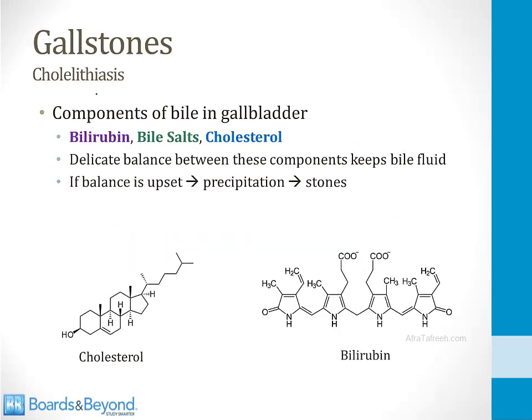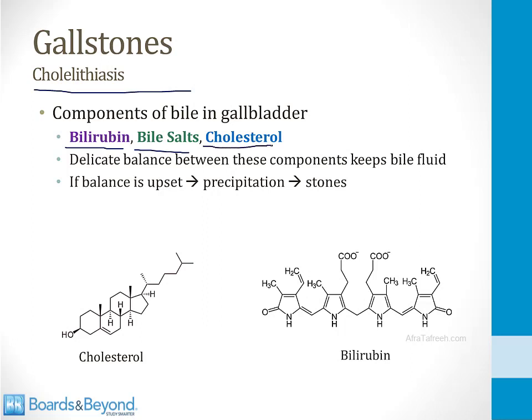The medical name for gallstone disease is cholelithiasis, and in order to understand gallstone disease, you need to recall three important components of bile in the gallbladder. Recall that bile contains bilirubin, which is a breakdown product of heme. It also contains bile salts, which are important for the absorption of fats in the intestine. And finally, it also contains cholesterol.